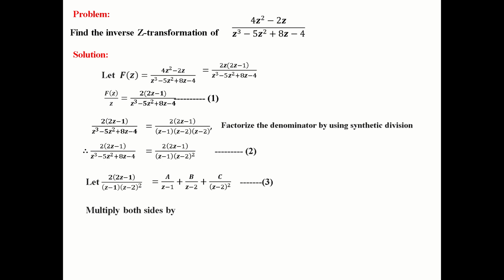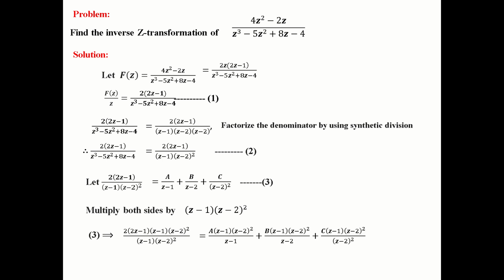Multiply both sides by (z − 1)(z − 2)². So 2(2z − 1)(z − 1)(z − 2)² divided by (z − 1)(z − 2)² is equal to, multiplying separately each term, A(z − 1)(z − 2)²/(z − 1) + B(z − 1)(z − 2)²/(z − 2) + C(z − 1)(z − 2)²/(z − 2)². Now on the left hand side, (z − 1)(z − 2)² cancel in numerator and denominator, remaining 2(2z − 1).